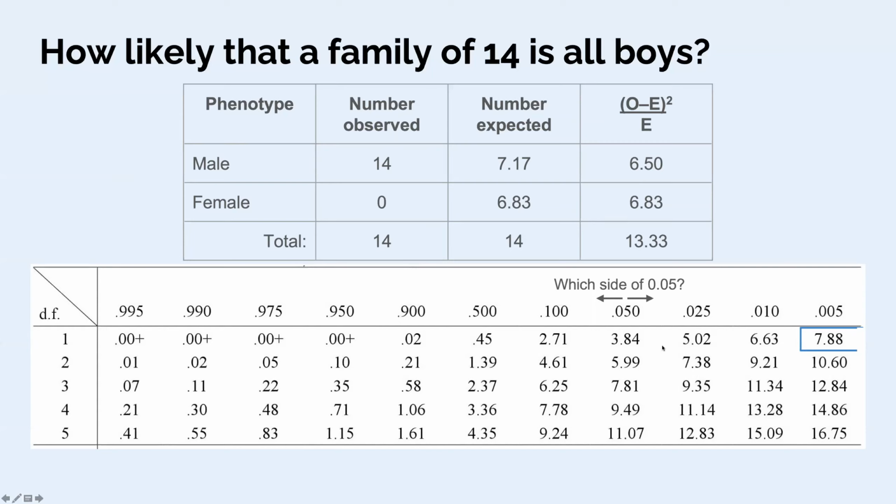Still have degrees of freedom equals 1 because we have 2 categories, boys and girls. And our calculation of 13.33 is bigger than the biggest number in the row. So that means that we are at least a p-value. Now we're heading in the less than direction. P is at least less than 0.005. And that was in the territory of very unlikely. So even less likely than 1 out of 200 chance of this happening.